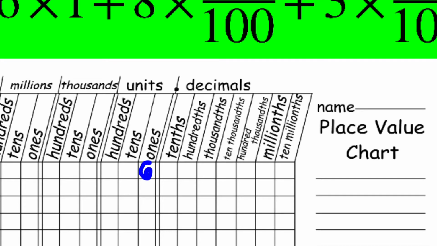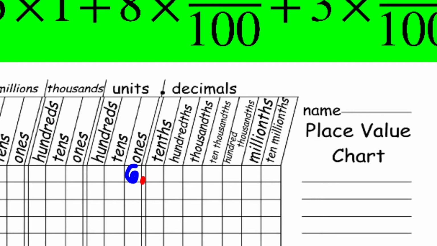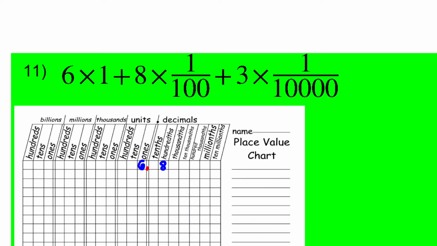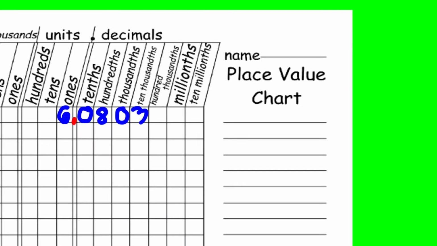Then we have our decimal. Then we have an 8 in the 100th spot. So 8 in the 100ths. Then we have a 3 in the 10,000th spot, which means we need a 0 placeholder in the 10ths and a 0 placeholder in the 1000ths. And we would say that this number is 6 and 803 10,000ths.